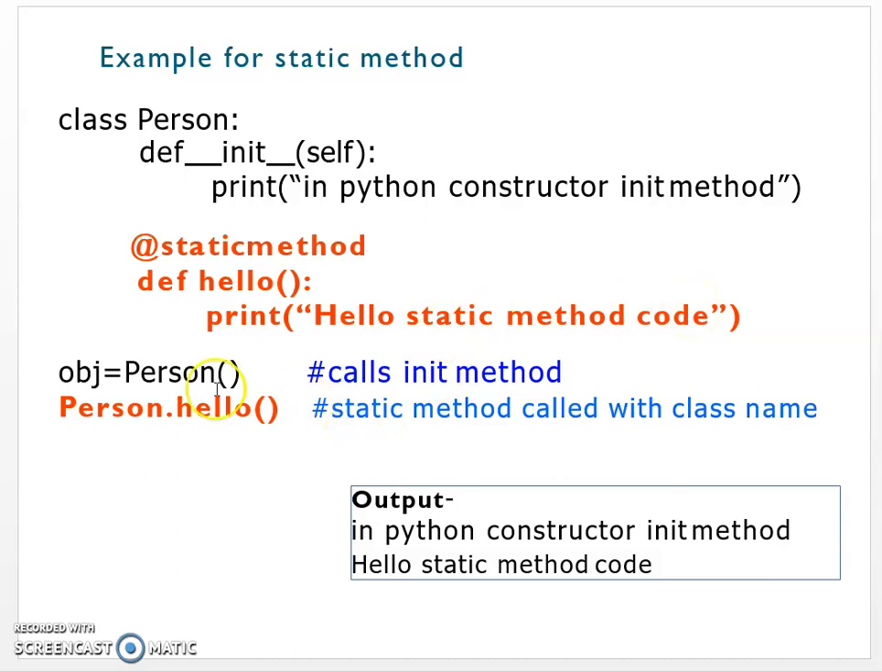Whenever we want to use the class, we first have to create an object of the class, object equal to Person. It will call the constructor automatically, so it will execute this init method and print the constructor init method message on the console. To call the static method, we can use the class name or the object name. Here I have used the class name, Person.hello. It will call this static method and print "hello static method code" on the console. That is our output.